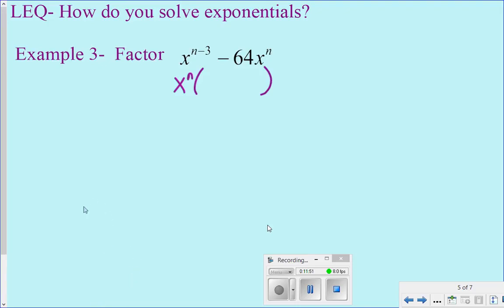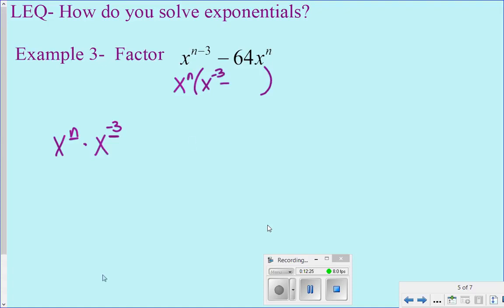Well, what you need to remember is when we have like bases, so I'm seeing if it's going to be x to some power. When we have like bases and we're multiplying, we add the exponents. And I know that that result, that product, when I add the exponents, because I'm multiplying the x's, I know that that's going to be n minus 3. So if I already have an n, and I want n minus 3 from adding, that tells me that this exponent has to be a negative 3. So I have x to the negative 3.